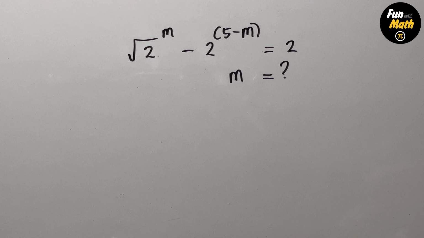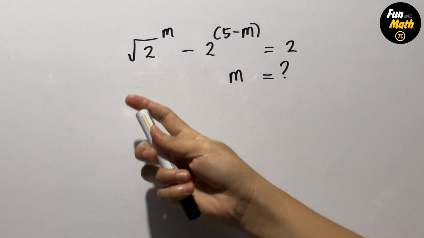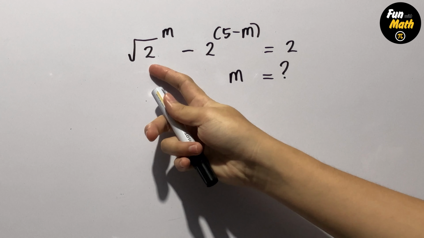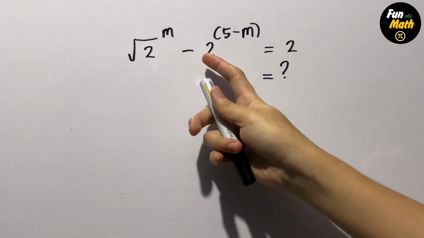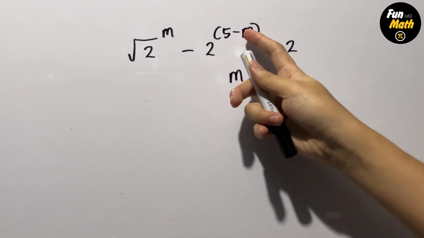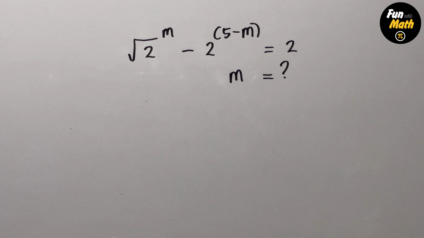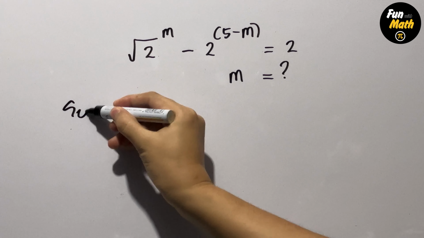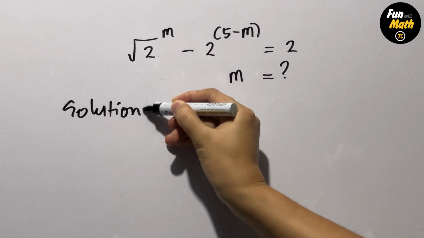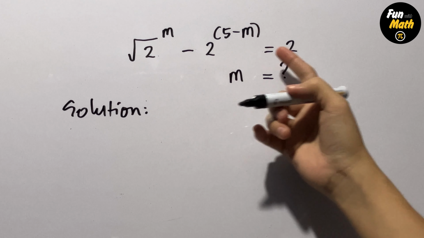In this video, we are going to solve this problem. Square root of 2 to the power of m minus 2 to the power of 5 minus m is equal to 2. Find m. Here's the solution. First, let's bring down the equation.